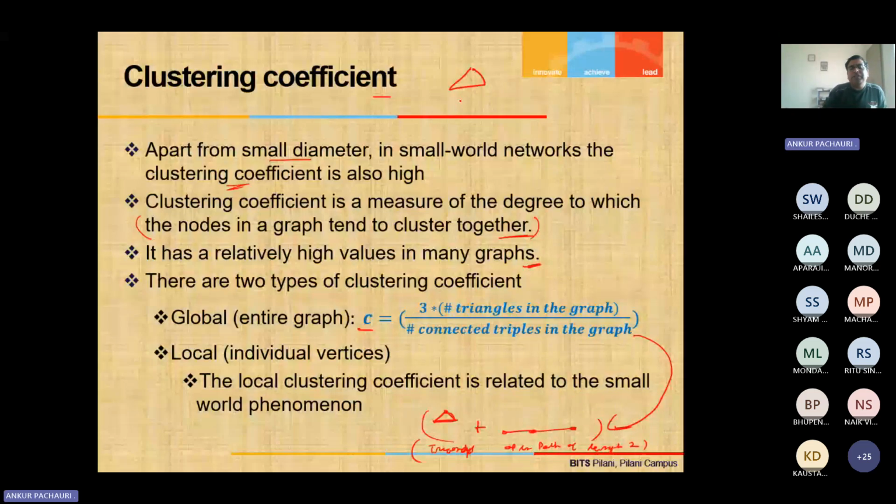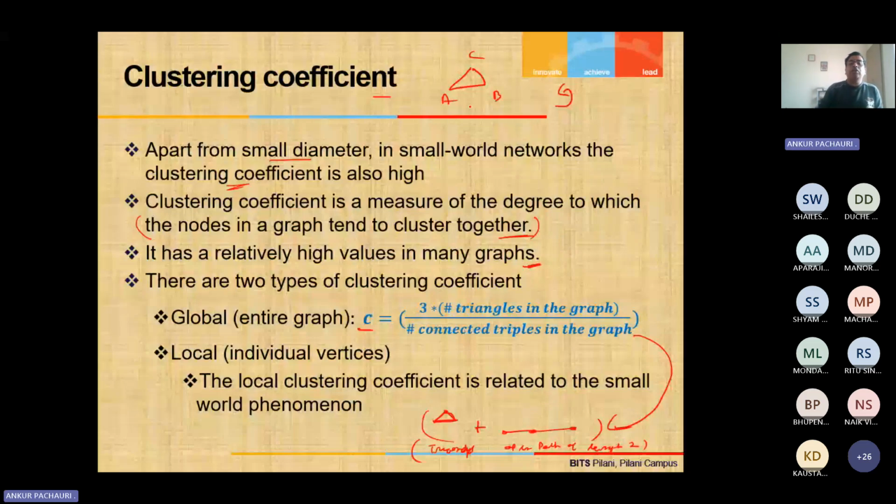a triangle can have 3 different orientations: ABC, BCA, and CAB. If I start from A, the triangle will be ABC. If I start from B, the triangle will be BCA. If I start from C, the triangle can be CAB. If my direction is fixed as clockwise or anti-clockwise.